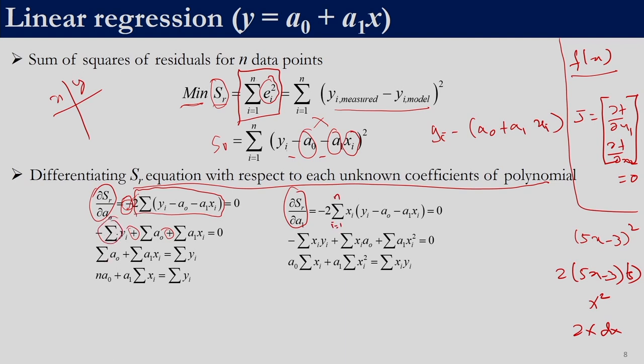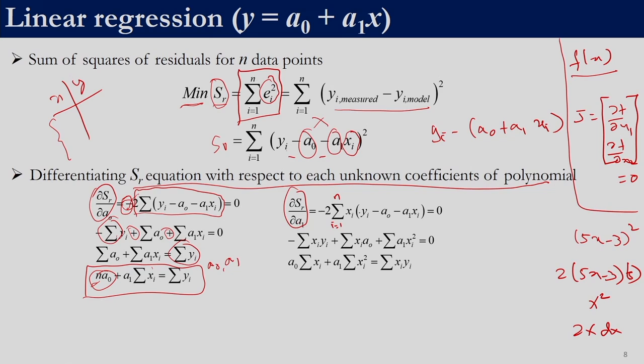So that's why this term is being taken to the right hand side over here, and the sigma a naught is nothing but n times a naught, right? So out of this a1 xi, we can take this a1 outside. So this is the expression we'll have after differentiating SR with respect to a naught. So now if we see, in this case n is known, n is the number of data points. a naught is not known, a1 is not known, sigma xi can again be calculated, it is nothing but the summation of these values, and sigma yi can be calculated. So there are two unknowns in this, a0 and a1.